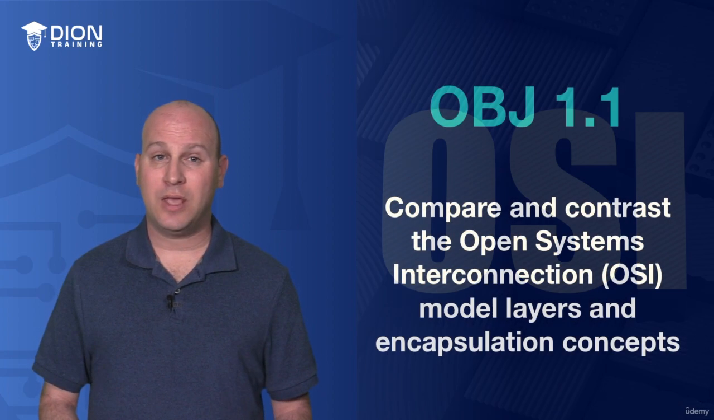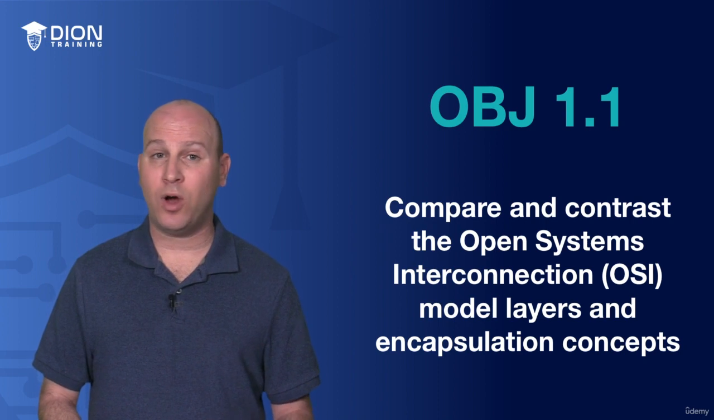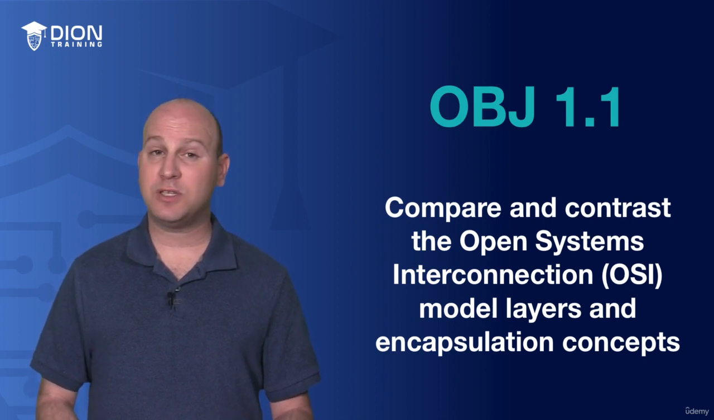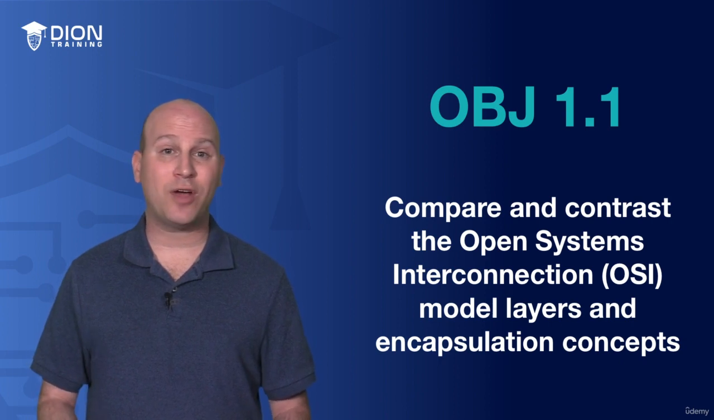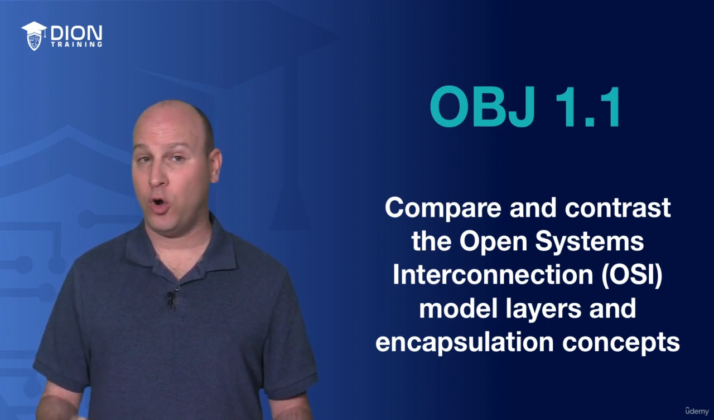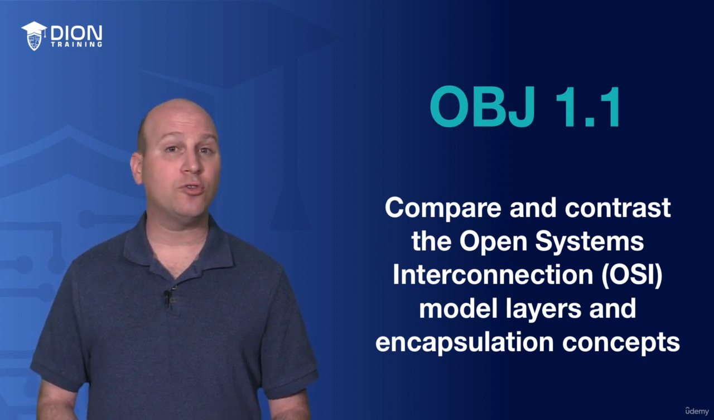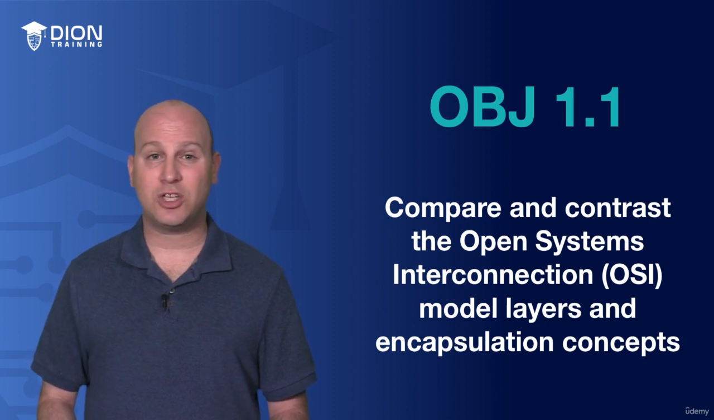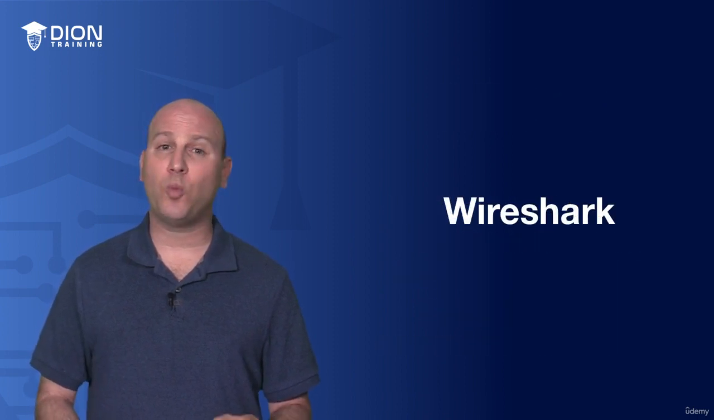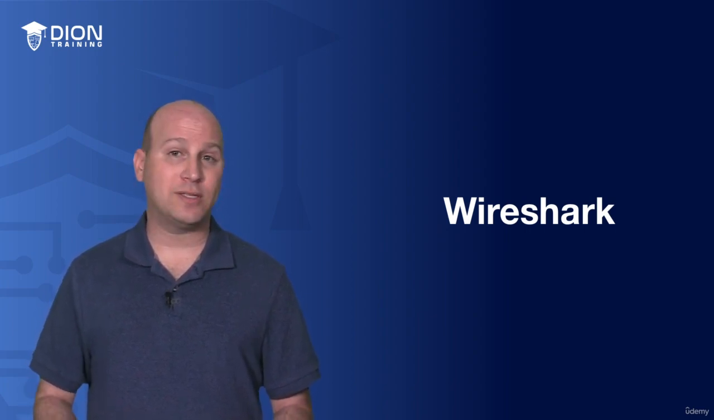Now, as we work through this section of the course, we're going to be focused mainly on Domain 1, Networking Fundamentals, specifically Objective 1.1, which states that we must be able to compare and contrast the Open Systems Interconnection, or OSI model layers, and the encapsulation concepts. We're also going to briefly jump into Domain 5, Network Troubleshooting, towards the end of this section, because I'm going to use a network tool called Wireshark to help show you how we can break down the data that's transferring over our networks into various layers of the OSI model.